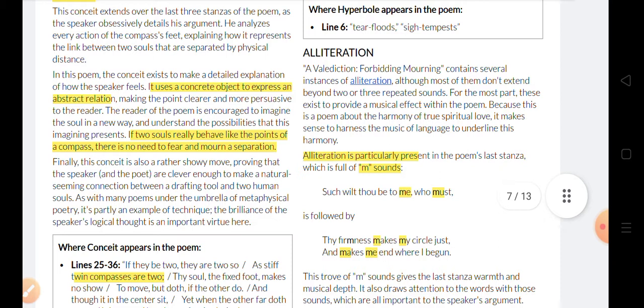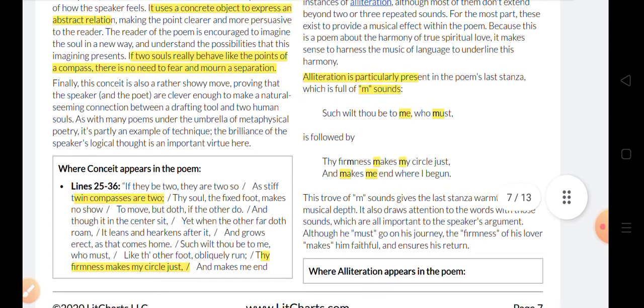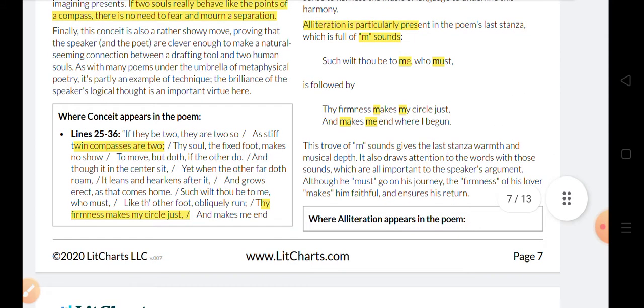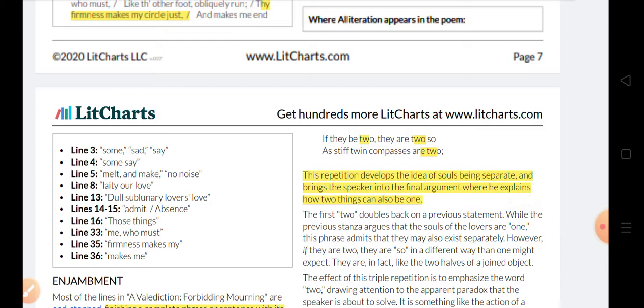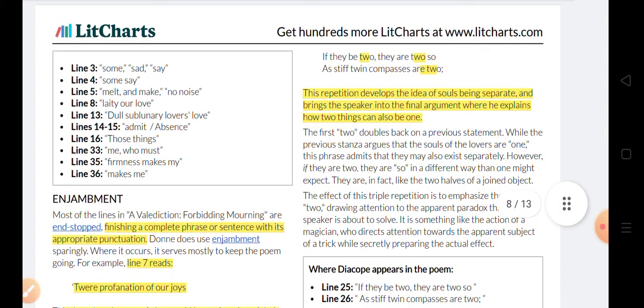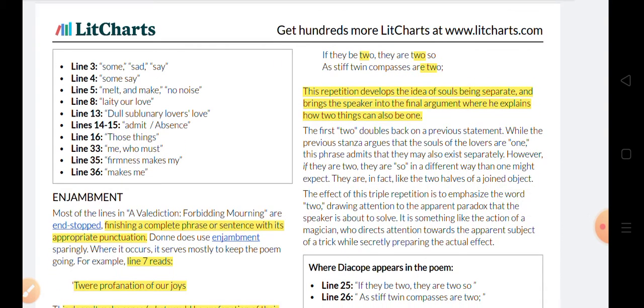Then alliteration is there, repetition of similar sounds at the beginning. Alliteration is particularly present in the poem's last stanza. Here we'll see repetition of sound, as in 'must,' followed by 'firmness makes my, make me.' So repetition is there, and it will occur in lines 3, 4, 5, 8, 13, 16, 33, 35, and 36.